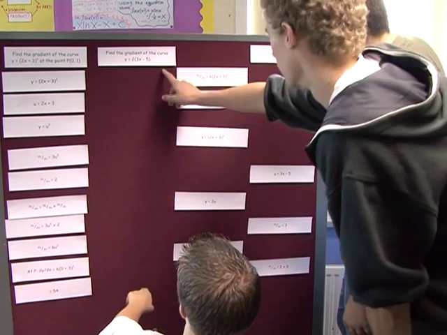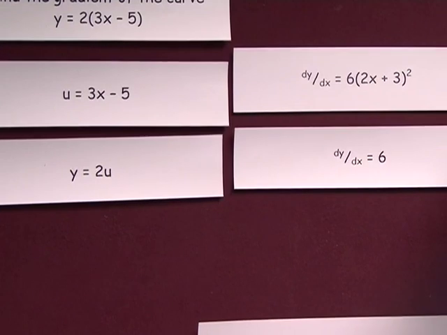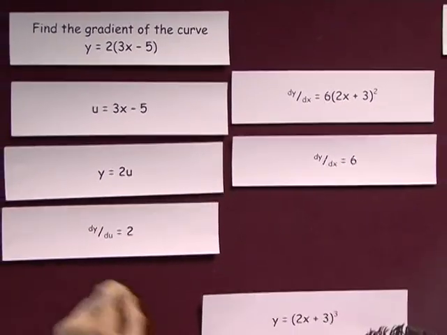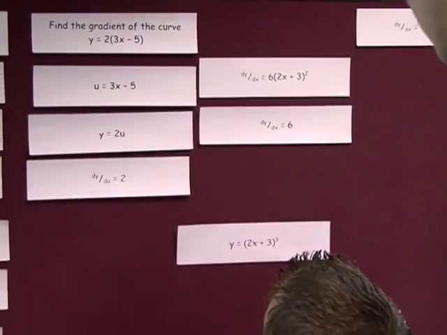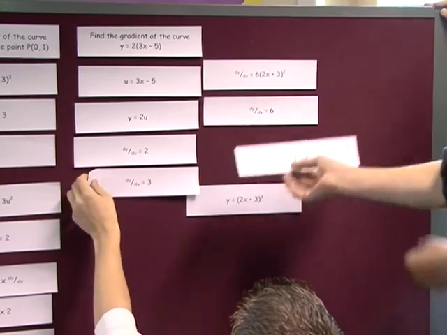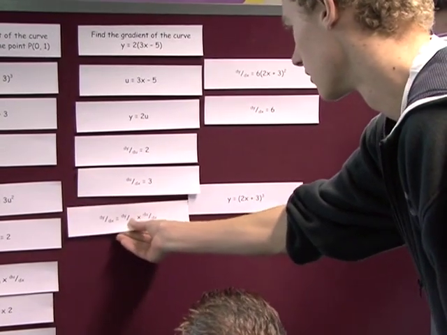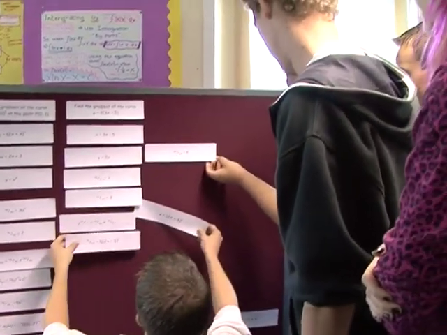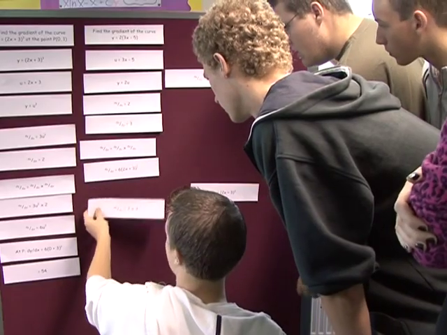Yeah, just start on that one then. Right, go a bit louder, Dan. So we've got dy/dx equals dy/du times du/dx. That would be the 3, and that's the formula to use. Yeah, so you substitute it in, and then you've got dy/dx equals that. It's 3.